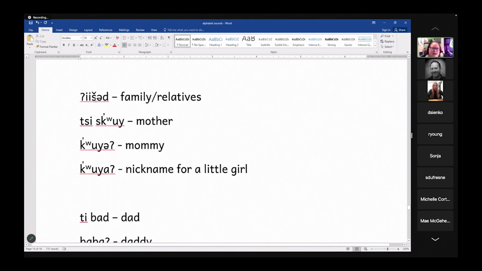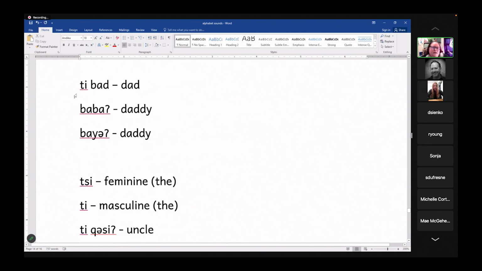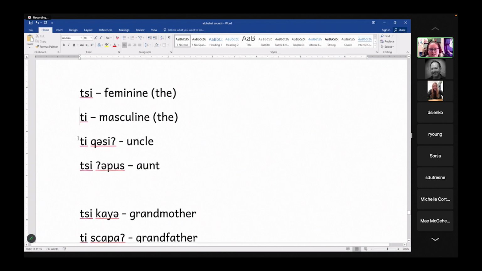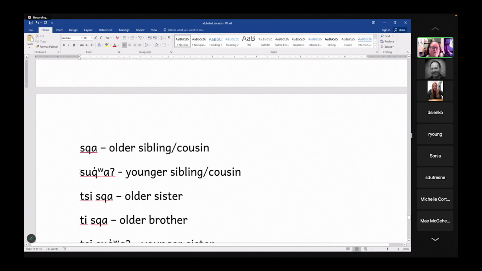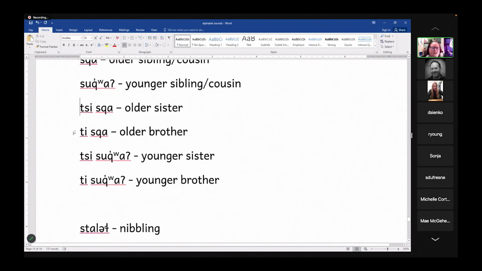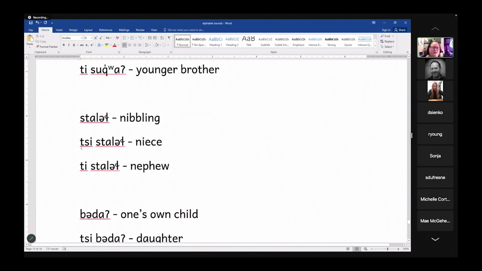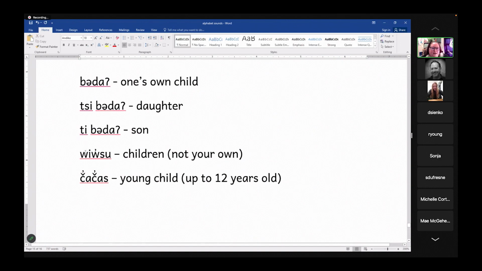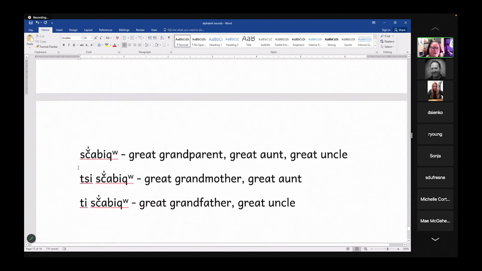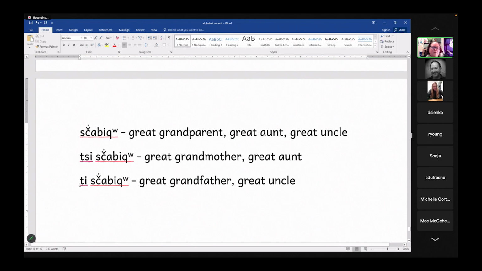A should, si skoy, koya, koya, ti bod, baba, bayat, si, ti, qsi, si apus, si kaya, ti sapa, spa, soqa, si ska, ti ska, si soqa, ti soqa. Stalach, si stalach. Did I spell that right? Anyways, si stalach, ti stalach. It looks weird to me. Bada, si bada, ti bada, wilsu, chachas. Stabi, si stabi, ti stabi.